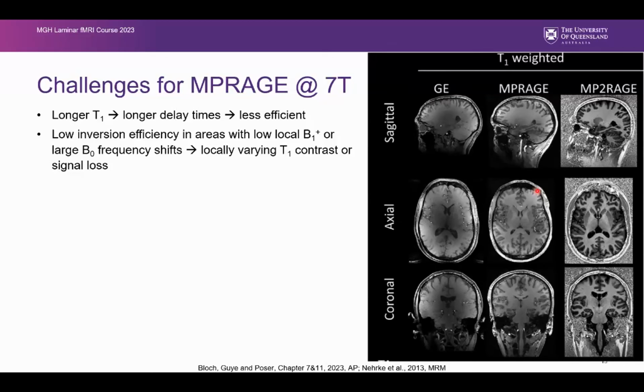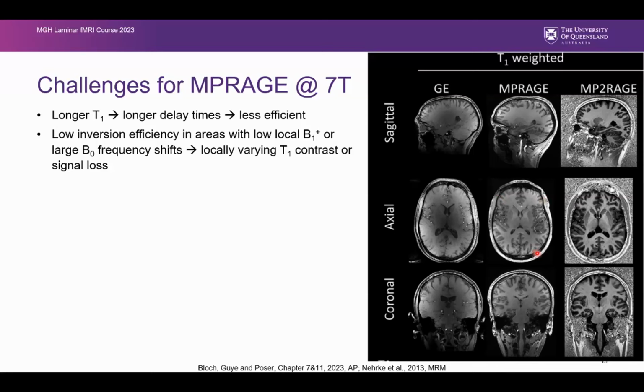However, most or all of us do laminar fMRI at 7T. And that brings quite a lot of challenges to most T1-weighted imaging. One is simply the longer T1s, which means we have longer delay times, which means we are less efficient. Then all the B1 and B0 issues. So we have lower inversion efficiency in areas with low local B1 plus, or with very large B0 frequency shifts. So that means our T1 contrast varies quite a lot. And you can see that here, right versus left, that's not the same intensity.